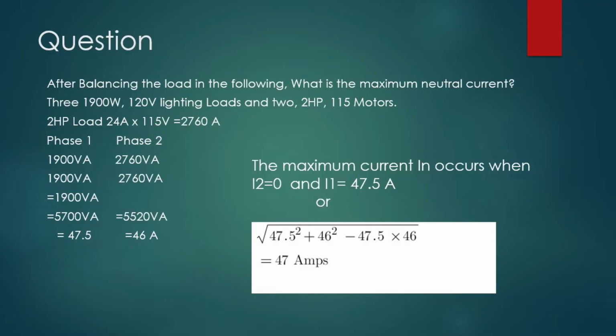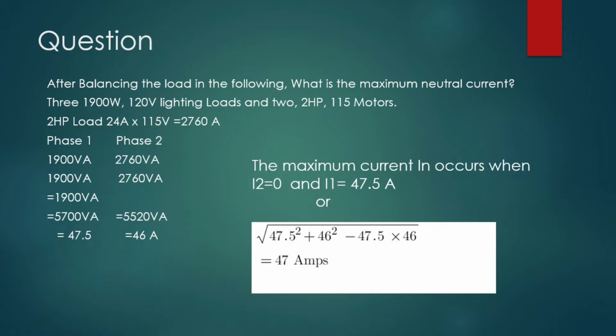All right. So the next one we're going to look at is balancing. After balancing the following loads, we're given some loads in this question, and we're going to find the maximum neutral current. So we have three 1900 VA, 120 volt lighting loads and a two horsepower, 115 volt motor. So we have roughly five different loads in question, and we're going to balance them or distribute them on our electrical panel or distribution system.